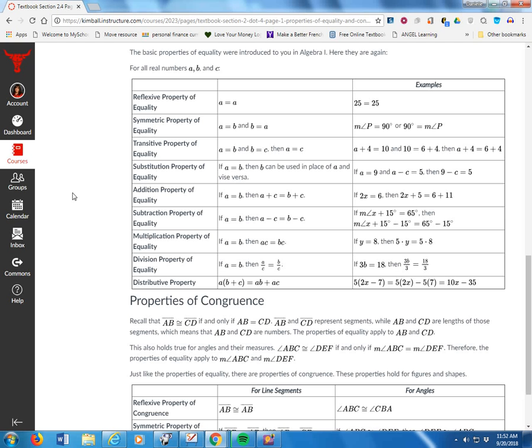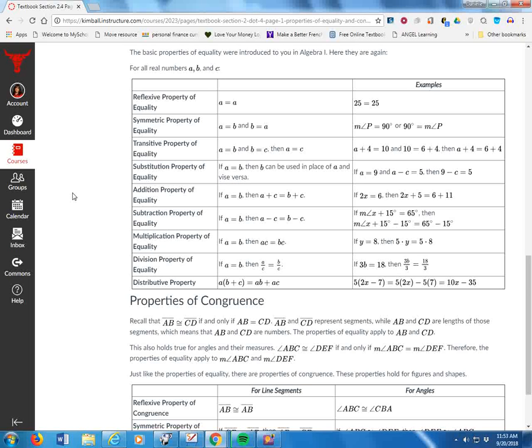The symmetric property is like the commutative property. You can switch them around: A equals B, then B equals A. Transitive, which law that we learned yesterday is similar to the transitive property? Law of syllogism. We had 3 laws yesterday: law of detachment, law of contrapositive, law of syllogism. Law of syllogism is most like the transitive property. If A equals B and B equals C, then A equals C. That's the transitive property.